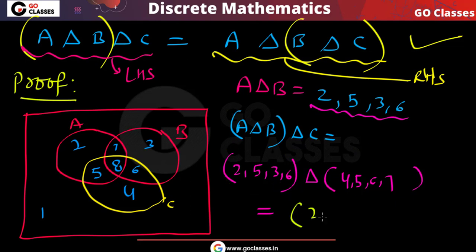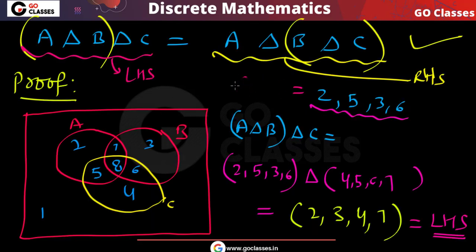So what is that area? That area is basically 2, comma 3, comma 4, comma 7. You can notice this 2 is here, 2 is not here, and this 3 is here but 3 is not here. Similarly 4 comma 7. So this is your LHS. LHS is 2, 3, 4, 7. Now you find what is the RHS. So we have found LHS. Now let's find RHS. In RHS, what is A symmetric difference, B symmetric difference C?